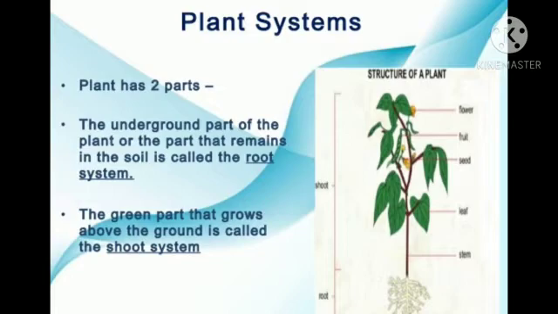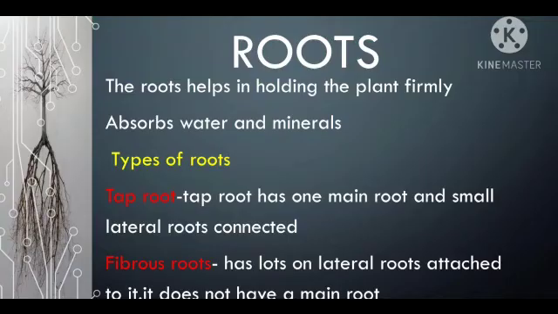The root system is the underground part of the tree or a plant, and it always remains inside the soil. And the shoot system is the green part which grows above the ground. Is it clear? Now roots help in holding the plant firmly, and they also absorb water and minerals from the soil, and transfer them to the different parts of the plant.